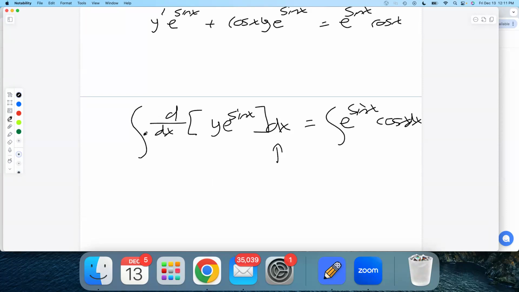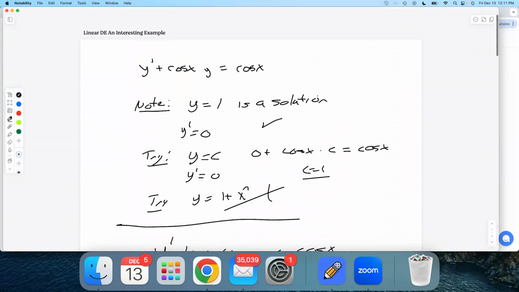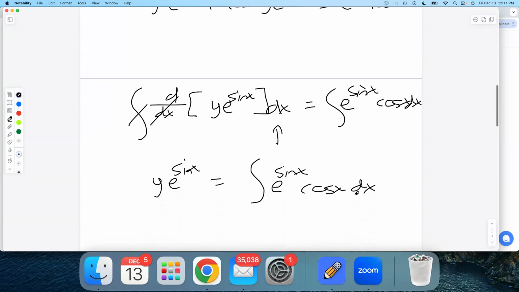Over here, the antiderivative of the derivative, those cancel out, leaving just y times the integrating factor. Now, look at the other side. I'm calling this one an interesting example because when you're looking at it at the beginning, you're like, oh, there happens to be a cosine over there. That's cool. If that wasn't a cosine right there, we would be stuck right here.